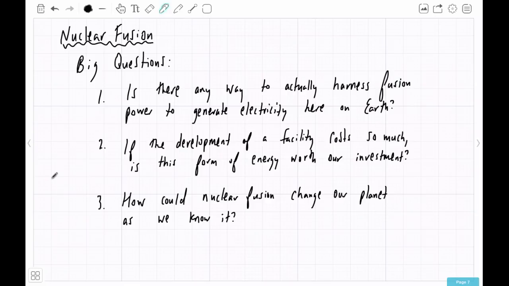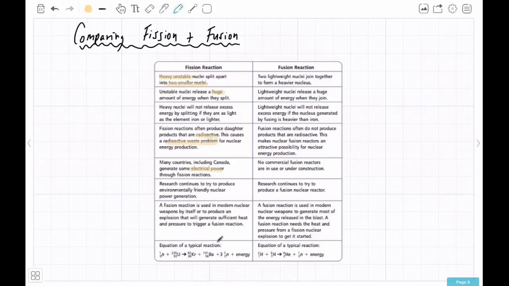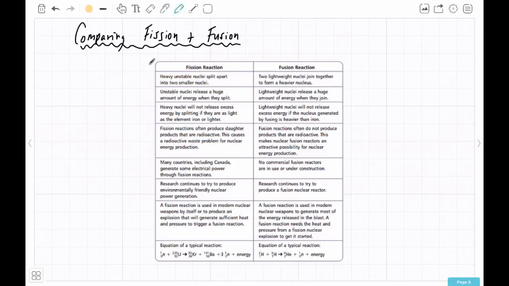And so that leads to the third question. How could nuclear fusion change our planet as we know it? Of course, we're still on the verge of seeing it actually captured and utilized to its full potential. But what could happen? Of course, that's up for your generation to decide. To finish off today's lesson, we'll compare nuclear fission and nuclear fusion as we've discussed it today.